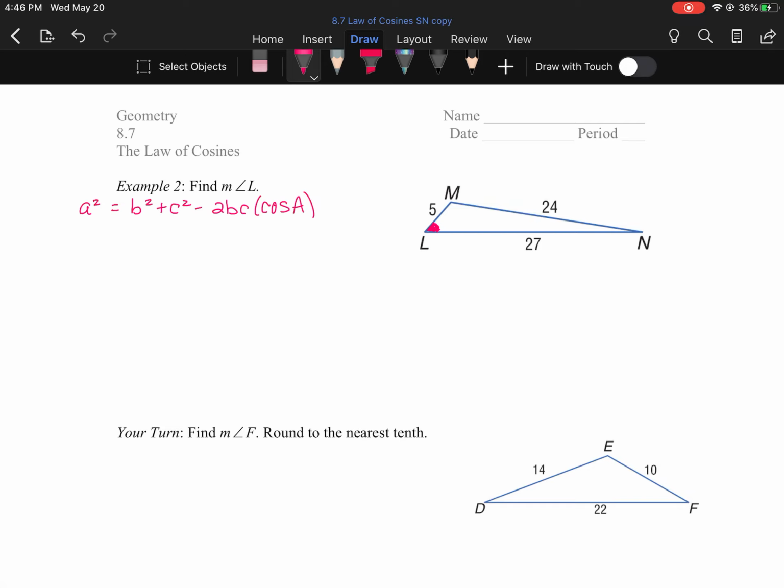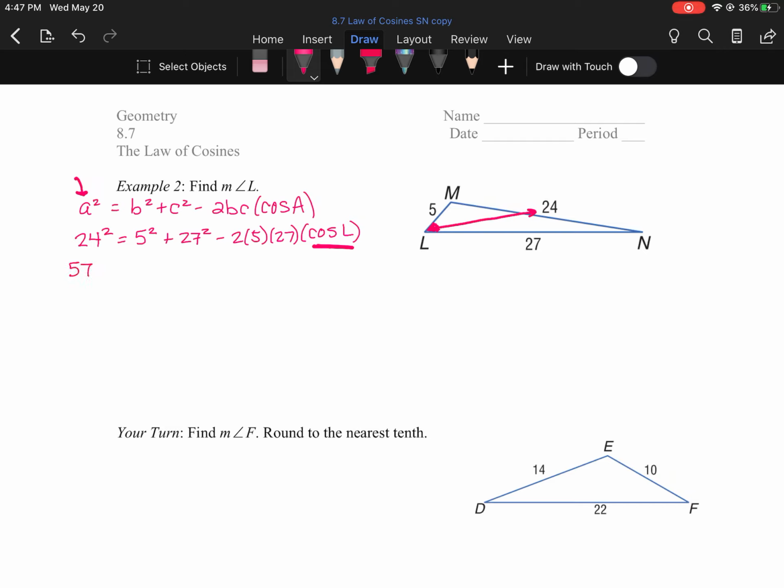Okay, so since I want to find angle L, I need to put the length that is across from angle L in for this left side. So in this case, it's going to be 24 squared equals 5 squared plus 27 squared minus 2 times 5 times 27 times the cosine of L. So now we have a little bit of work to do because my variable's over here. But let's take it step by step.